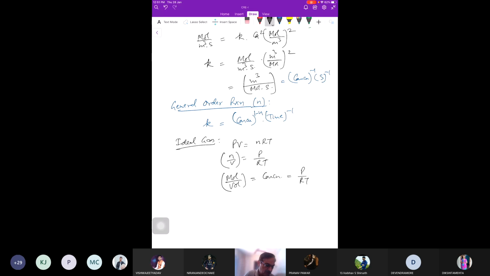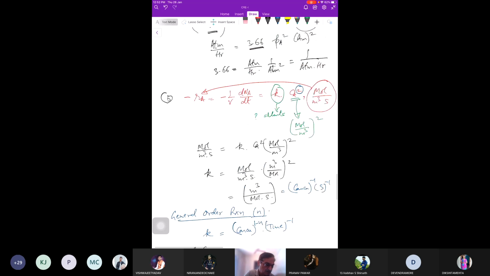ठीक है। So in this case, when I want to write PA is equal to CA into RT हो जाएगा। Concentration is equal to P. If I want to write for CA, sorry, let me put it this way, then you can see. So if I want to write for A, CA is equal to partial pressure by RT लेना पड़ेगा। And what I'll get is PA is equal to CA into R into T. ठीक है। Any questions?